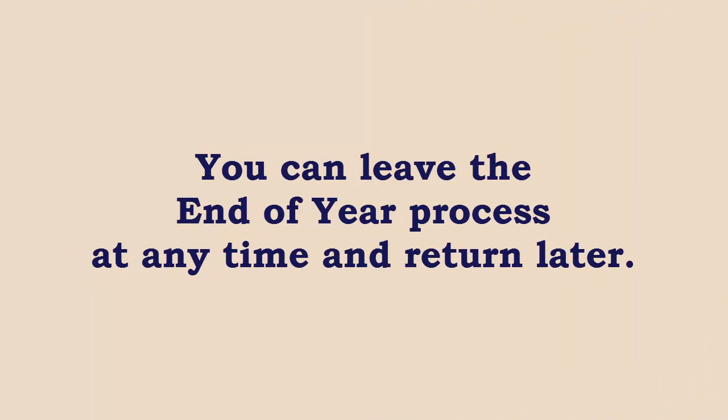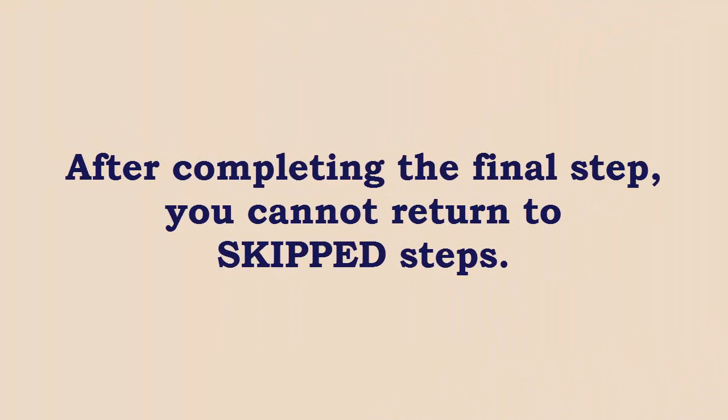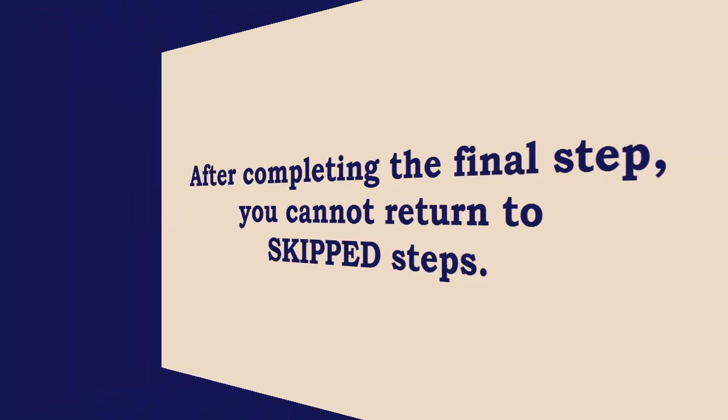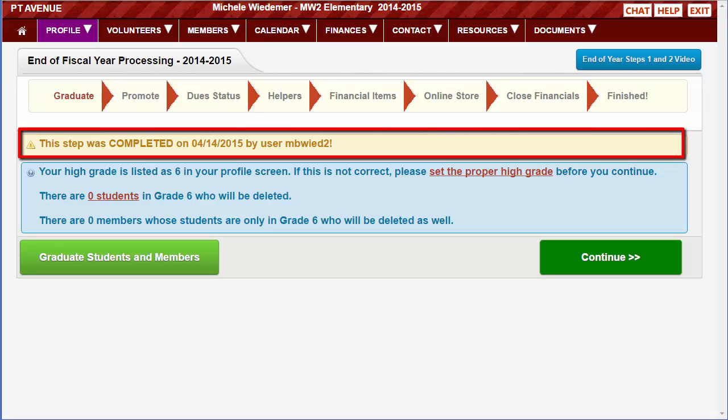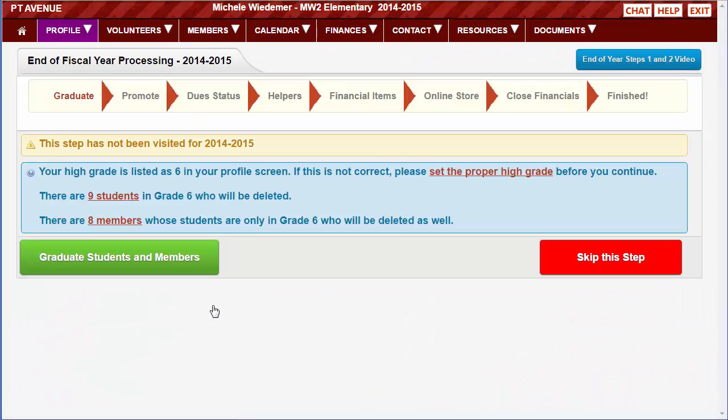Note that you can leave the end-of-year process to fix something and come back at any time, or skip a step along the way. However, once you complete the final step to close the books, there is no going back to correct skipped areas. Warning boxes will show if you have already performed a particular step to help you avoid inadvertently repeating a step. The first two steps of the process deal with students.